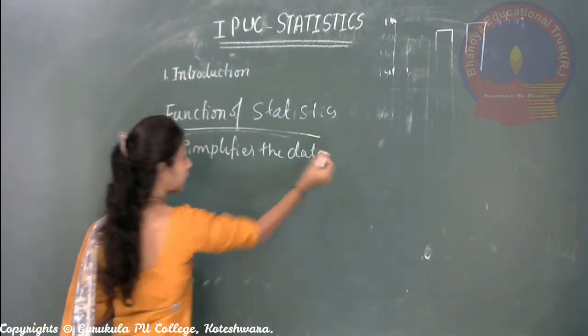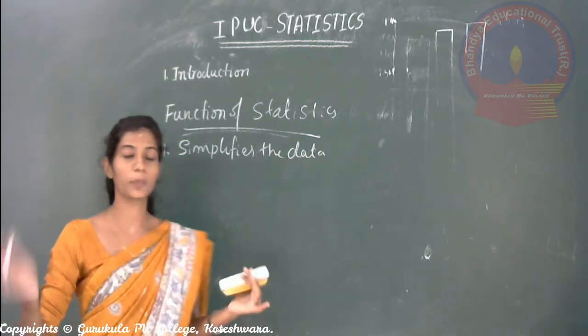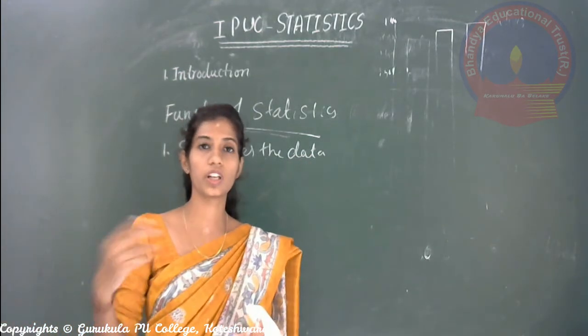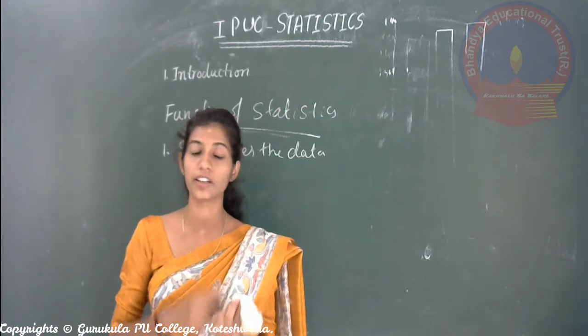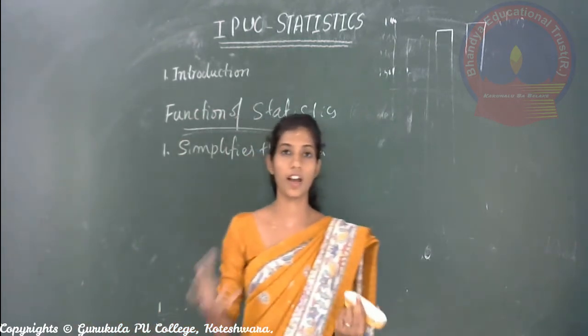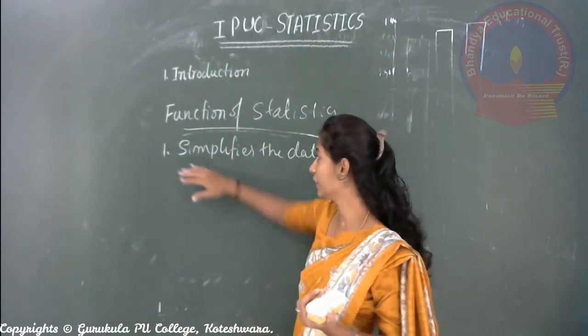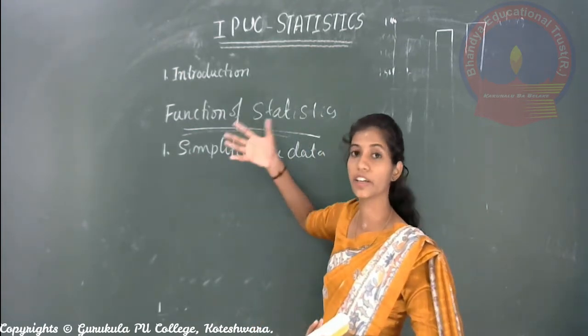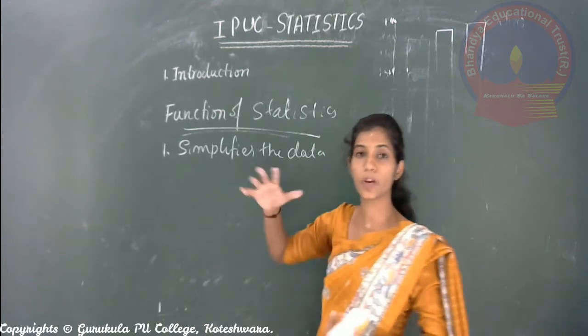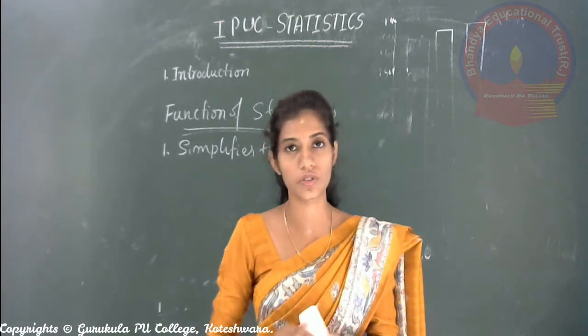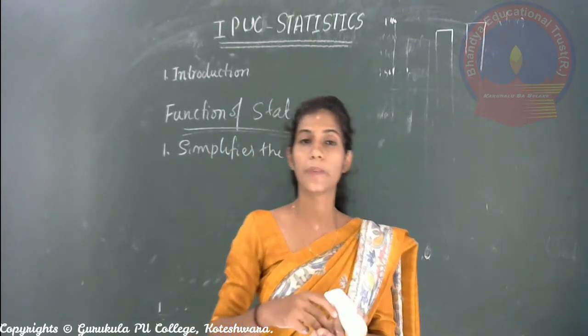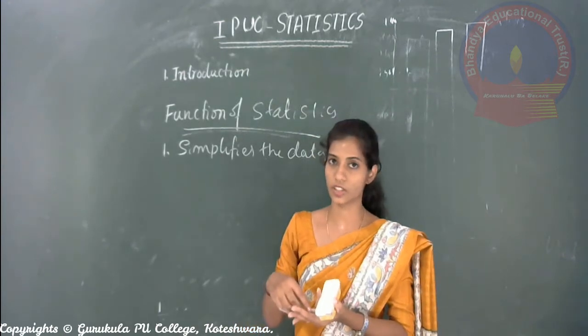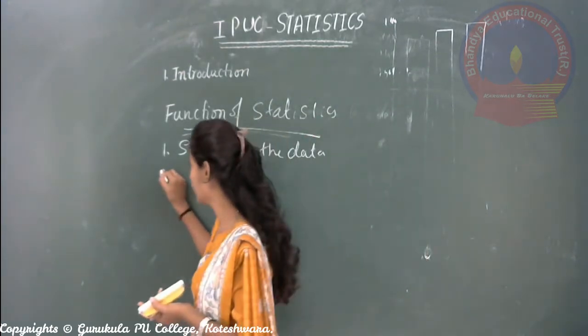If we have bulk data, for example the total population of India, it is a large unit, large data. At that time it simplifies the data for us. It reduces the data size. How can we reduce it? We can reduce it by calculating the averages.